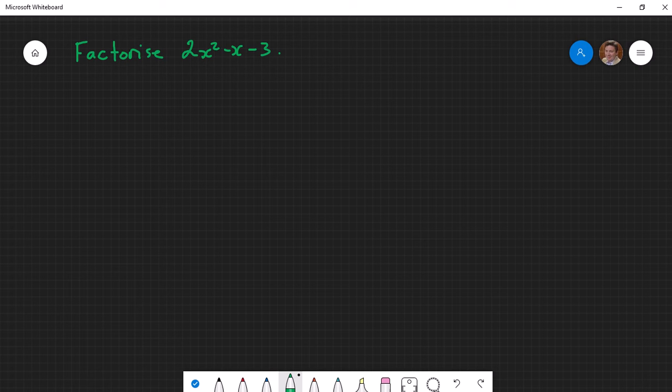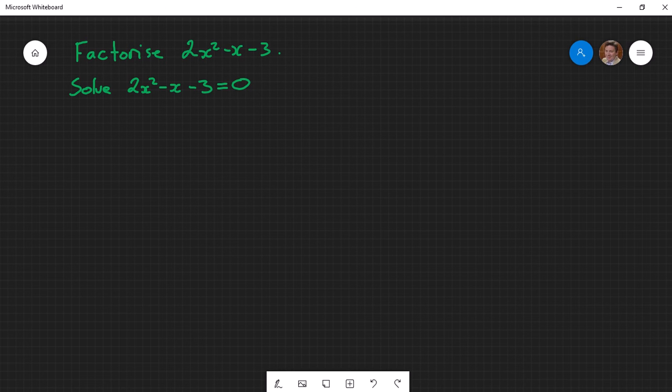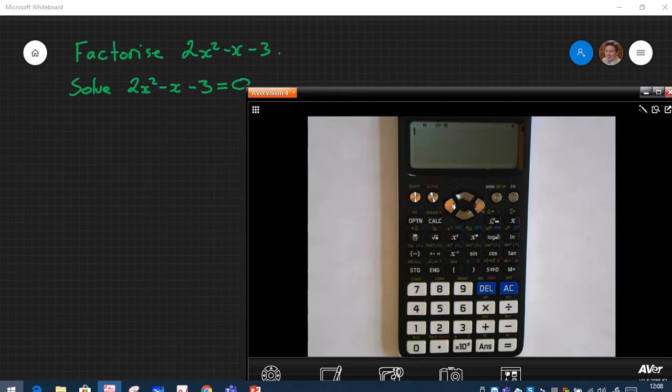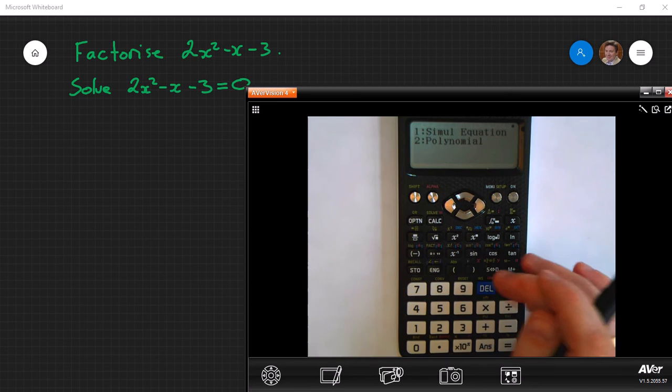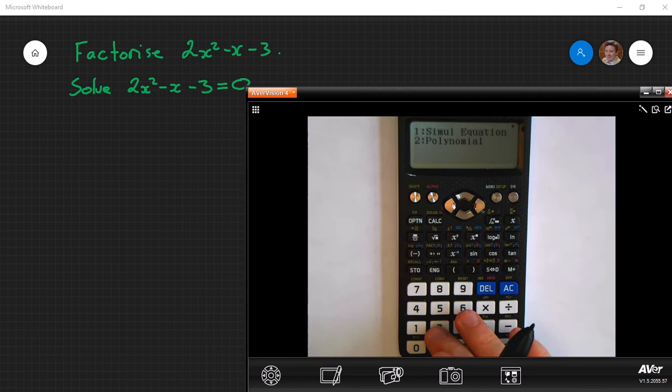So what we're going to do first is we're going to solve this quadratic expression equal to 0. For that we're going to need to bring up the calculator. On the calculator we need menu A. Quadratics are polynomials, so we choose 2. And they are polynomials of degree 2, so we choose 2 again.